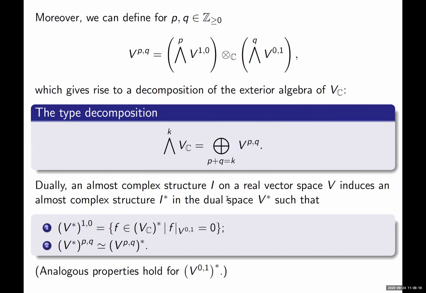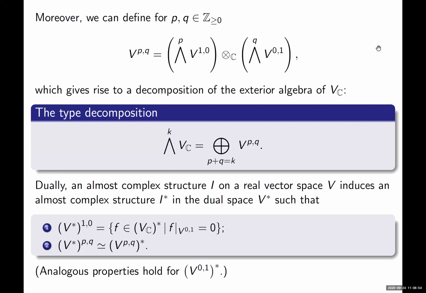This decomposition has the effect that the exterior powers can also be split into spaces called V^{p,q}. The definition of V^{p,q} is the one you can see in the presentation: the wedge product p times of V^{1,0} and q times of V^{0,1}. And this gives rise to the so-called type decomposition of the k-th exterior power of V_C.